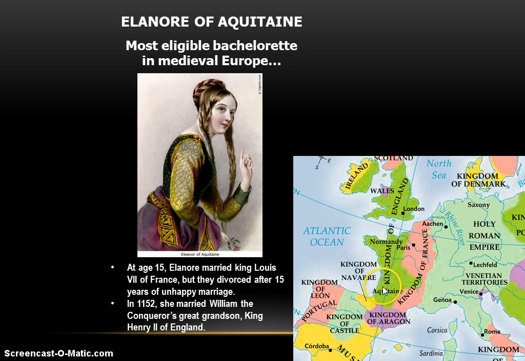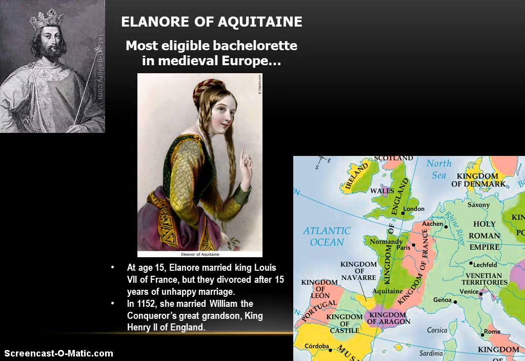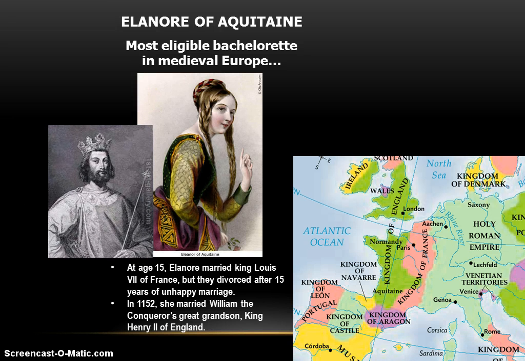This area down here, what is today part of France, was at the time a rich province known as Aquitaine. It had originally been a Roman province, and now it was sort of a feudal area. Well, with Dad dead, control of Aquitaine goes to Eleanor. Why does this make her the most eligible bachelorette? Because whoever marries her gets that land. And at the age of 15, young Eleanor married King Louis VII of France. And so that territory now became part of the French kingdom.